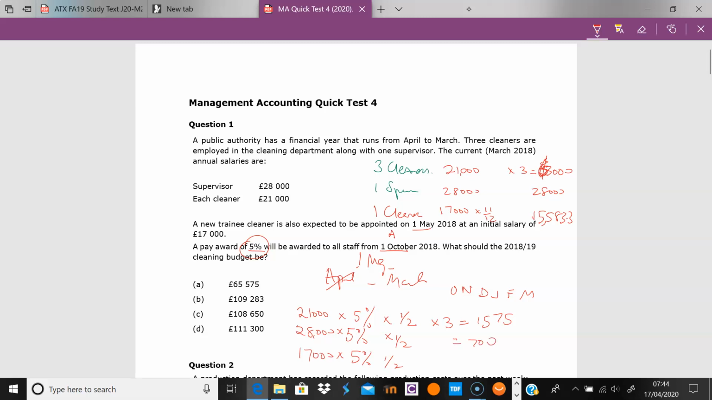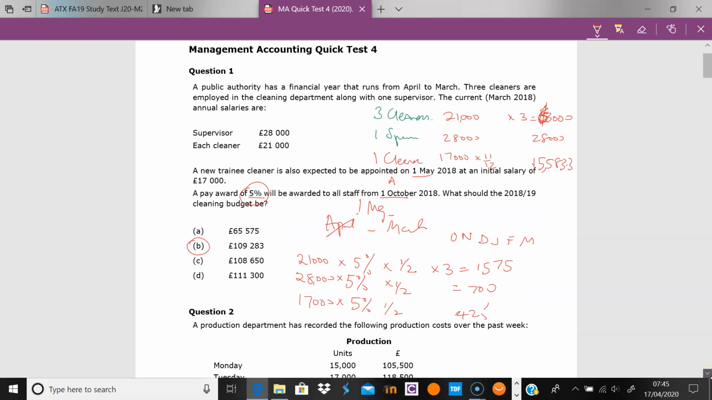And for this one, that's 17,000 times 0.05 times 0.5, which is 425. So I need to add literally all these figures together, and you should come out with B. So that's question 1. Let's go on to question 2.